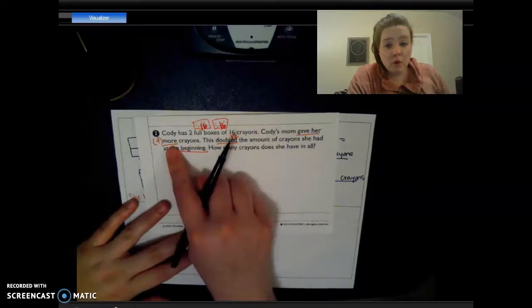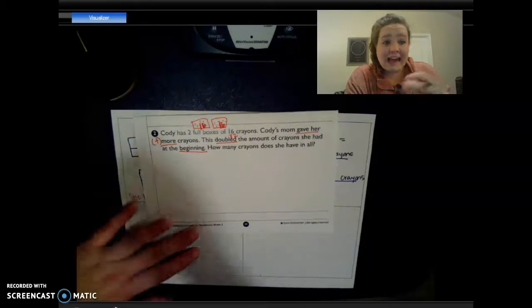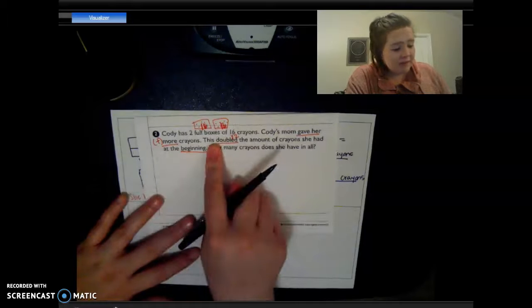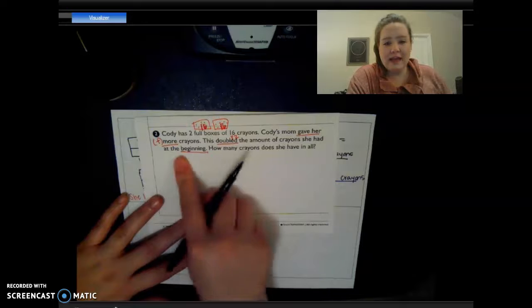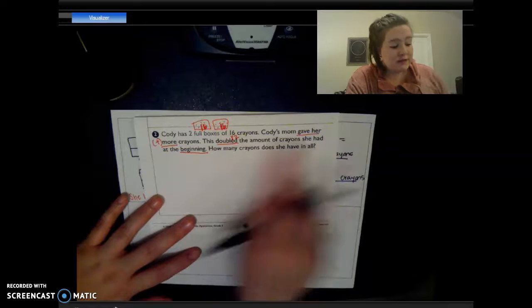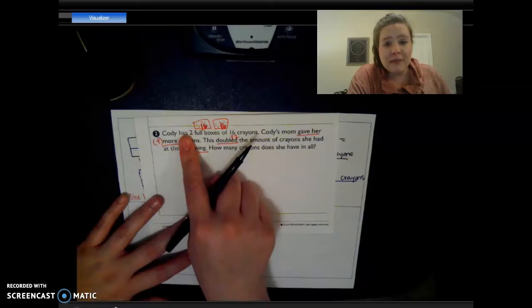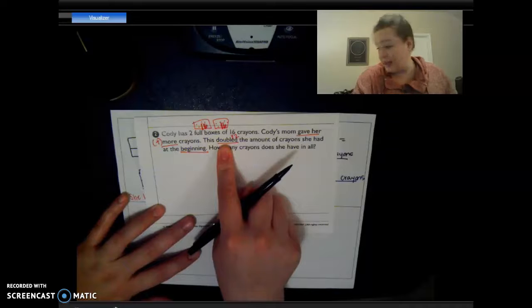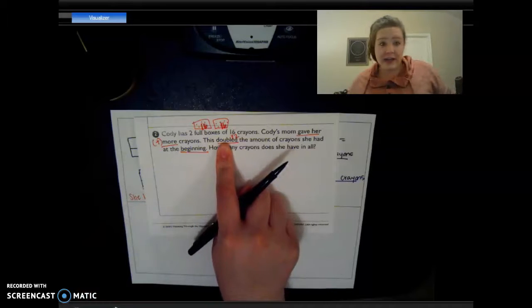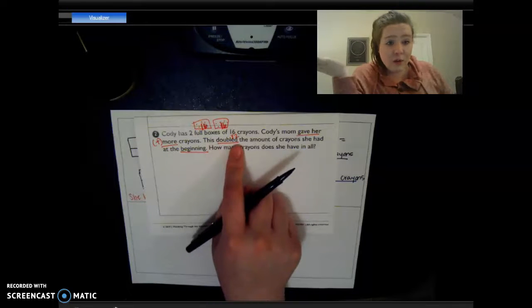Cody's mom gave her more crayons. I know that she's getting more, so she's going to be adding to what she already had. This doubled. I know that doubled means times 2. The amount of crayons she had at the beginning. How many crayons does she have in all? If it doubled the amount of crayons that she had at the beginning, I have to find out the number of crayons she has first. If I want to double the amount she had at the beginning, I have to know how many crayons she had at the beginning in the first place. So that is the first step of this problem. The hidden question is, how many crayons did she have?